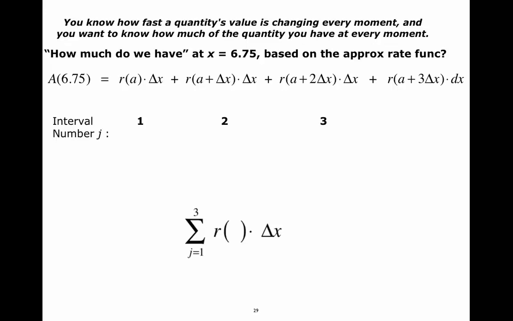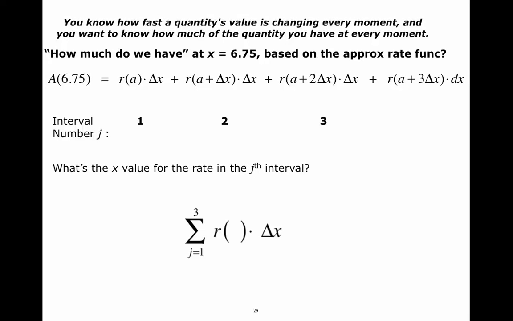So let's do that. So the interval number, when J is 1, that's that first interval. When J is 2, that's that second interval. When J is 3, that's the third interval. So then the question is, what's the x value for the rate in the jth interval? So what is the x value?